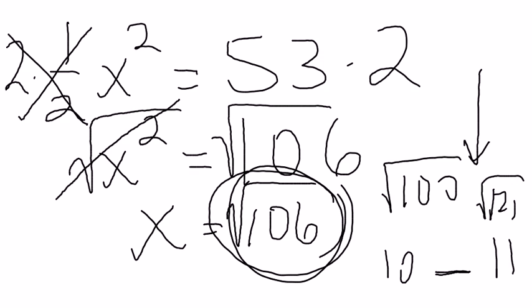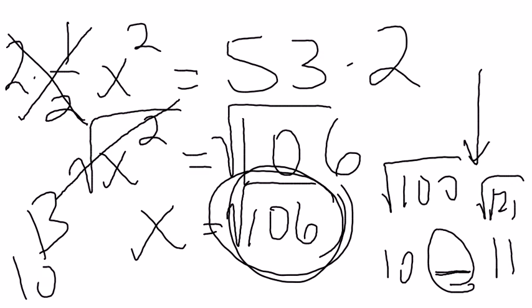What are my options? 7.3, 10.3, 12.4, 14.6. The only option that's between these two is 10.3, and that's B. Okay, so that's the answer. If you have a calculator, you can just figure it out on the calculator. It's approximately 10.3. It's going to be an irrational number because there's no whole number square root for 106.